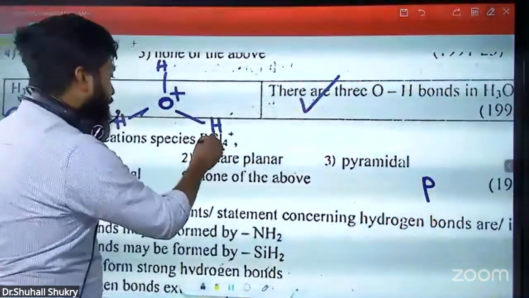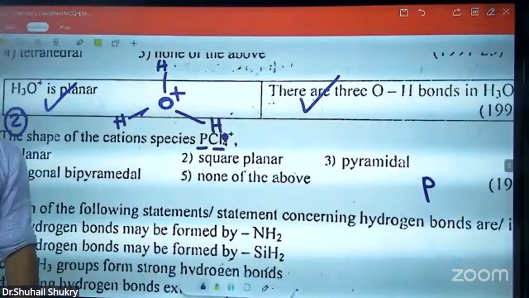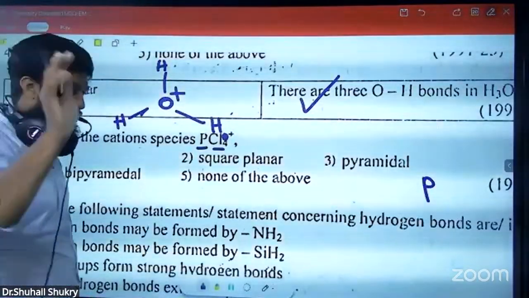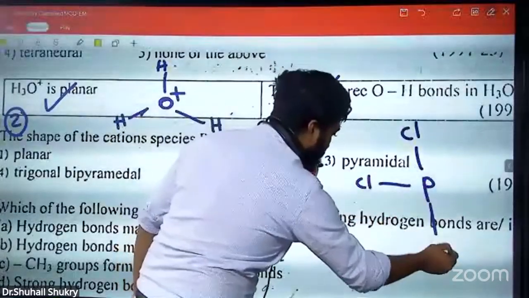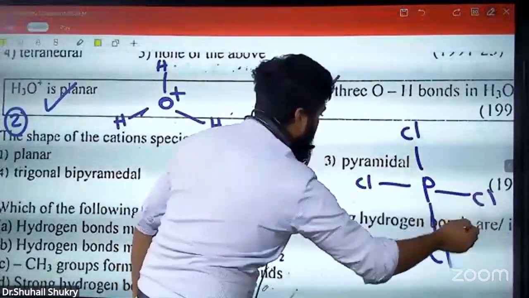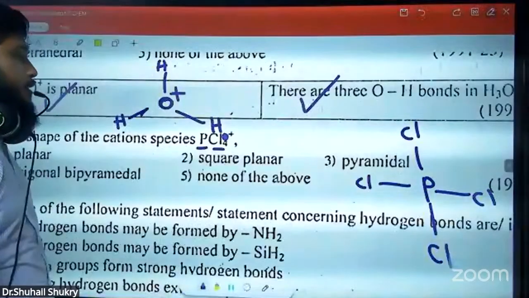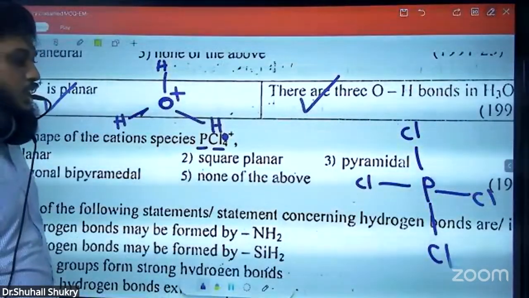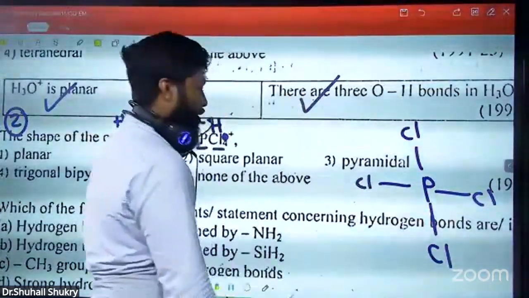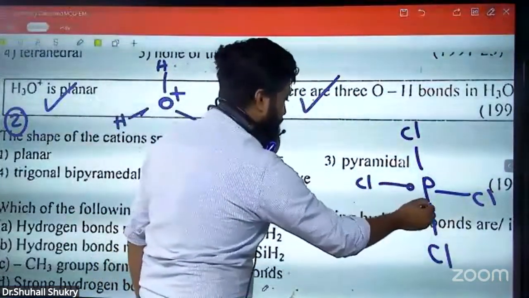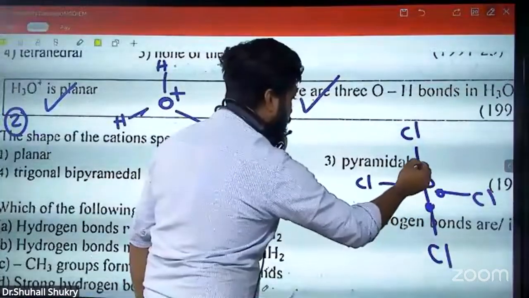Then around phosphorus, how many chlorines are attached? I said these get attached with their valency. Chlorine's valency is 1 because it is 17th group. Then how many chlorines get attached? 4 chlorines get attached here. 1, 2, 3, 4. Then phosphorus, how many electrons should it have? 5 electrons, no? It should have 5 electrons. But it has only how many electrons? 1, 2, 3, 4 electrons.